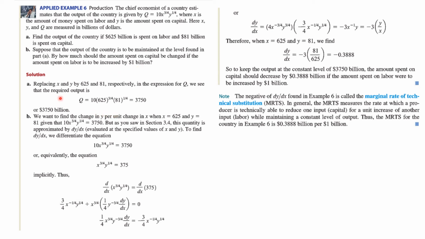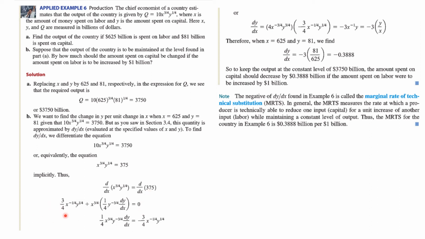Okay, so first we're going to just substitute those values in, and we get this number, and that is $3,750 billion, which is $3.75 trillion. So we want to find the change in y per change in x. That means this is dy/dx, when x is 625 and y is 81. So we're going to implicitly differentiate this expression. And so we're dividing all the way through by 10 here. And so when we do that, we're going to be using the product rule on this side, and the derivative of 375 is going to be 0.